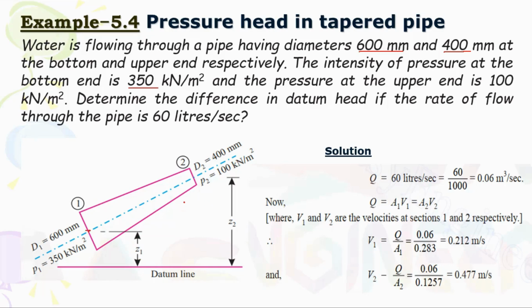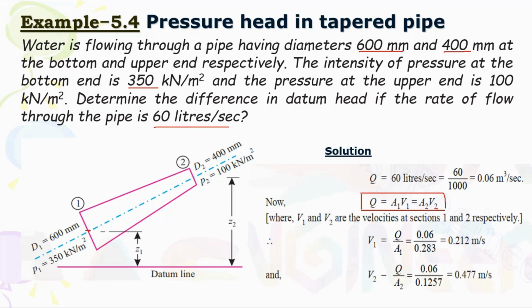So how do you compute? Determine the difference in datum head. If the rate of flow through the pipe is 60 liters per second, so this is rate of flow or discharge passing through this tapered pipe. Now let us solve. So as I said previously, you have continuity equation and also Bernoulli equation or energy equation. So using this continuity equation, discharge passing through this pipe is constant. A1 V1 is equal to A2 V2. Then you can finalize automatically.